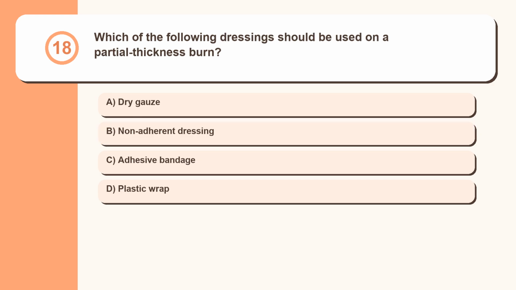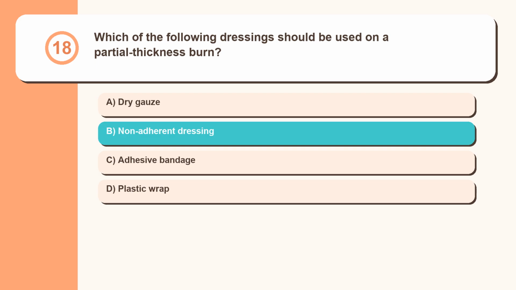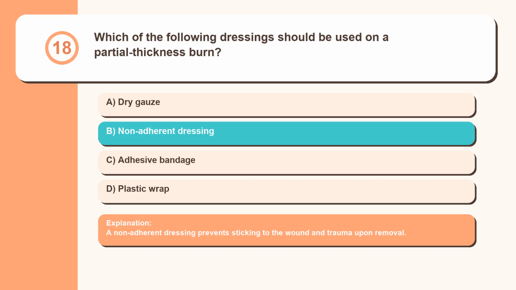Question 18. Which of the following dressings should be used on a partial thickness burn? Dry gauze, non-adherent dressing, adhesive bandage, plastic wrap. A non-adherent dressing prevents sticking to the wound and trauma upon removal.